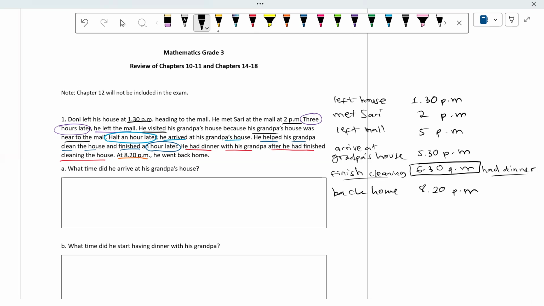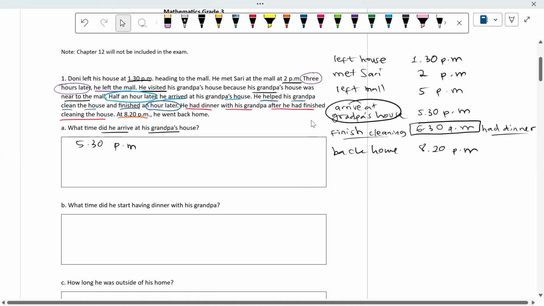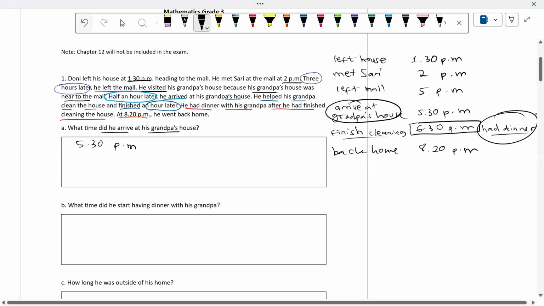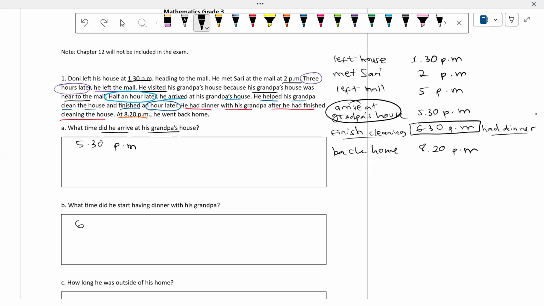All right, we already write one by one Johnny's activity for this story. So for number 1A, what time did he arrive at his grandpa's house? So let's take a look. He arrived at grandpa's house at 5:30 p.m. Okay. And then what time did he start having dinner with his grandpa? Let's find out, having dinner. This had dinner at 6:30 p.m.